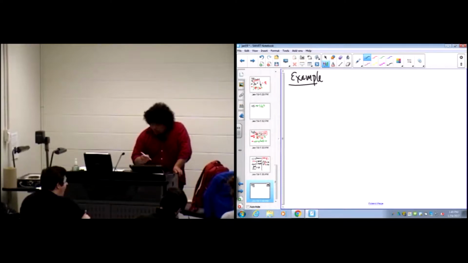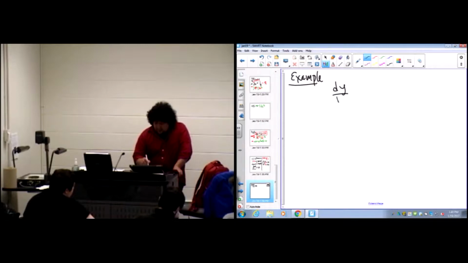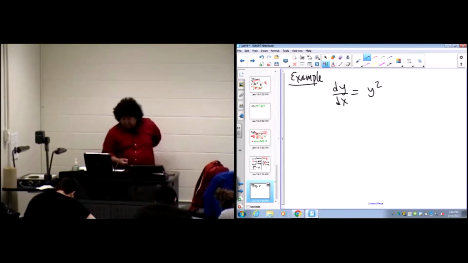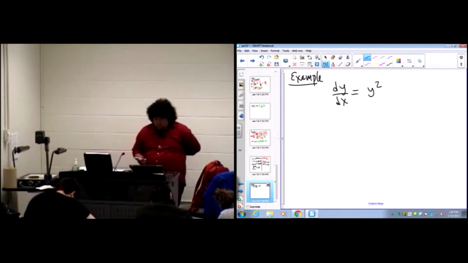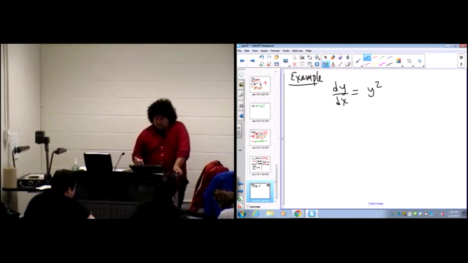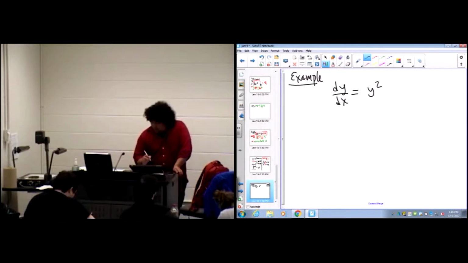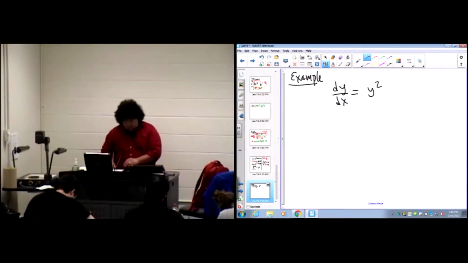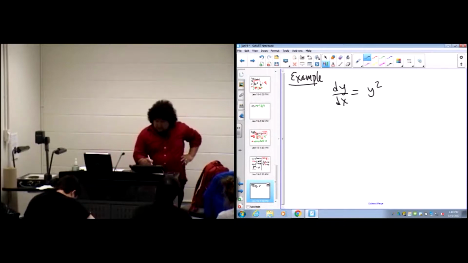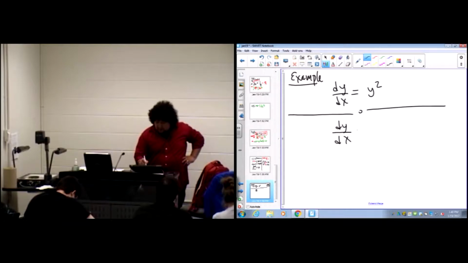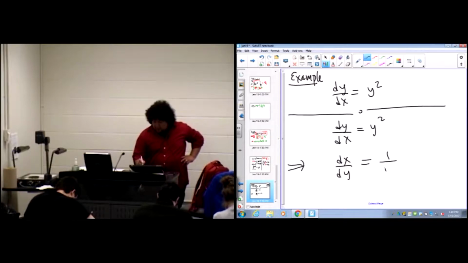So we want to find what's called the general solution of dy/dx equals y squared. If we start with dy/dx equals y squared and apply that technique, this is dx/dy equals 1 over y squared.